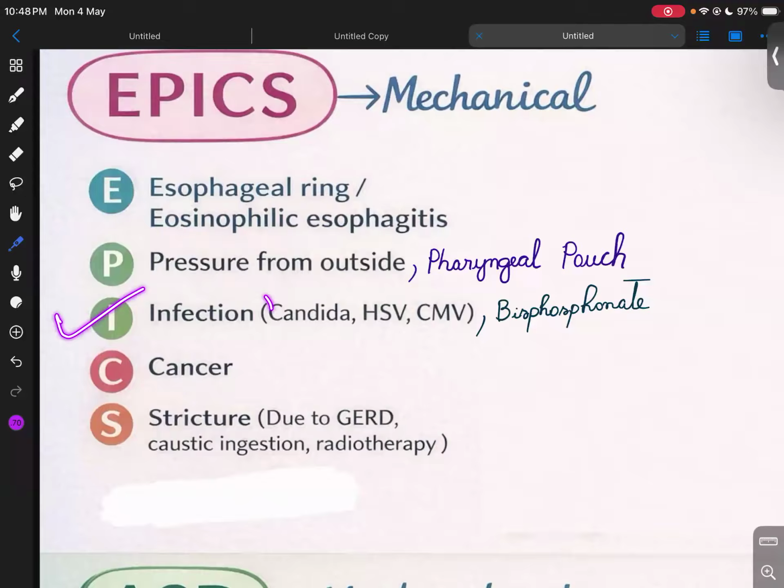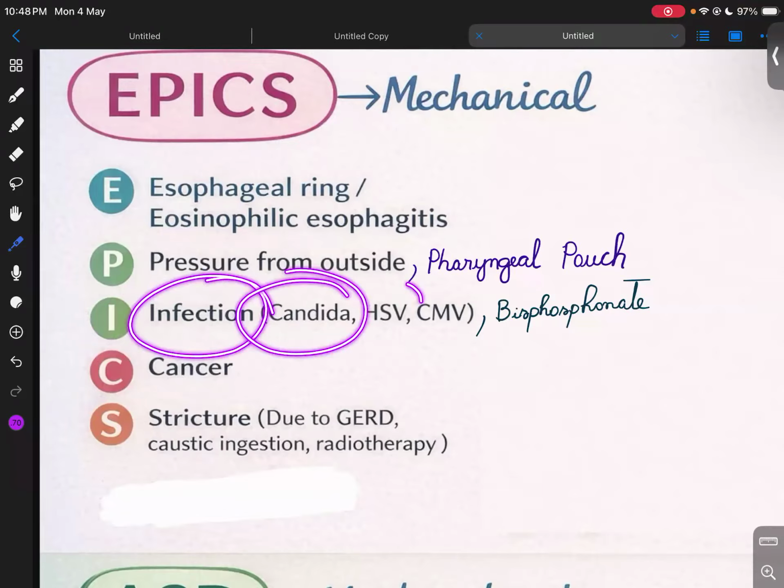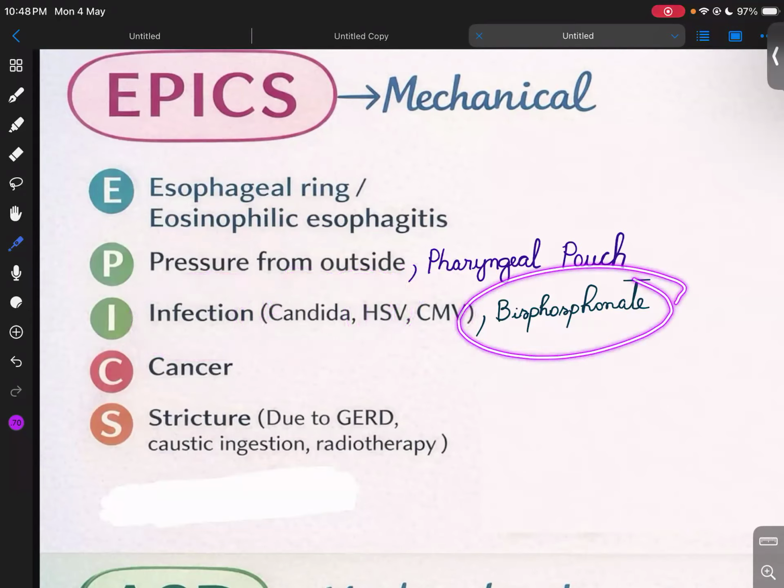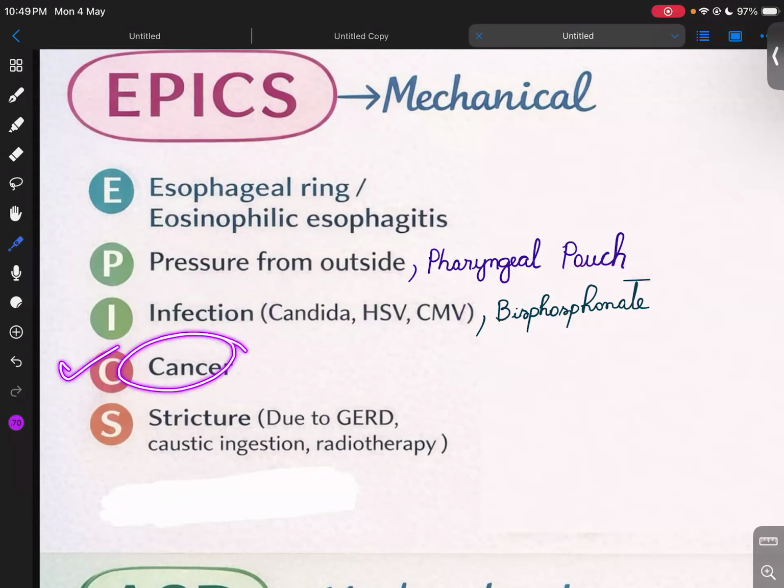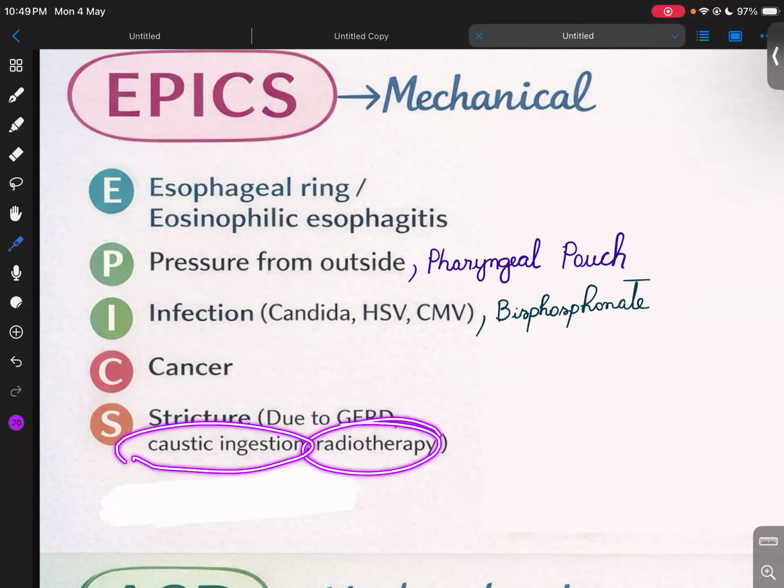So this is for infection. Infection means esophagitis. This esophagitis can be due to infection with Candida, herpes simplex virus, or cytomegalovirus, or it can be due to bisphosphonate. Then C goes for cancer, and S goes for stricture. This stricture can be due to long-term reflux, or due to radiotherapy, or history of caustic ingestion. Like the patient has ingested some caustic substance like phenol or Harpic, this can form a stricture in the long term. This can be due to radiotherapy also.